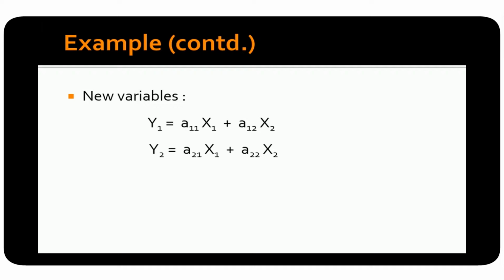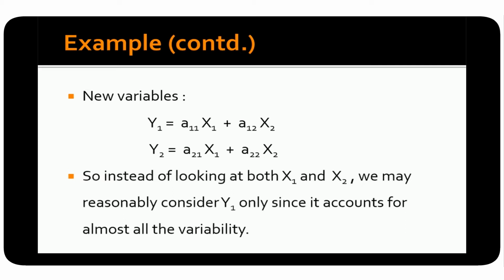Now, if you just take y 1, you can see that almost all the variability lies on y 1. So, we will discard y 2 and work with y 1. Instead of two variables, now we can look at only y 1, which accounts for the maximum variability, so that we do not lose much information if we drop y 2, and we have made a reduction in the number of variables.